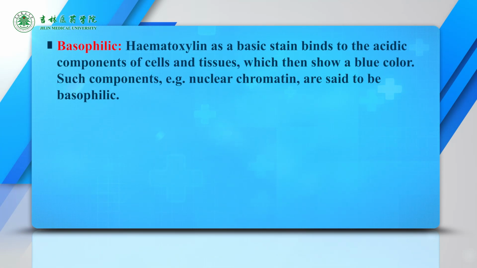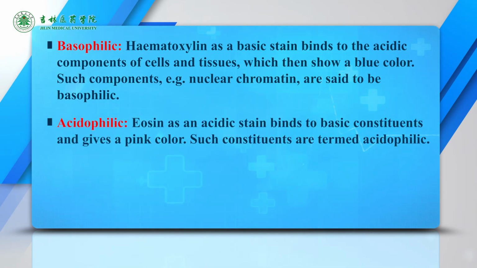Here you must know some professional terms. Basophilic. Hematoxylin as a basic stain binds to the acidic components of cells and tissues, which then show a blue color. Such components, such as nuclear chromatin, are said to be basophilic. Acidophilic. Eosin as an acidic stain binds to basic constituents and gives a pink color. Such constituents are termed acidophilic.